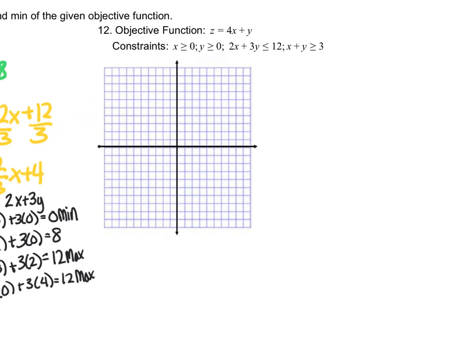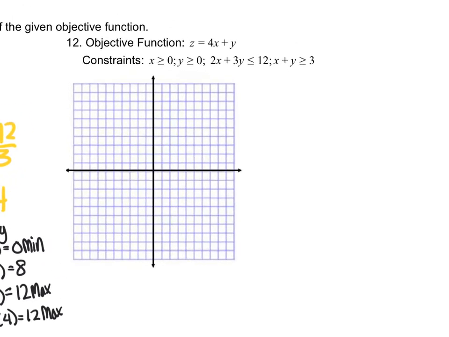All right, number 12. Now we're going to do our constraints first. x is greater than 0. That's over the y-axis, and greater than is to the right. y is greater than 0, which is anywhere above the x-axis, y is greater than or equal to 0.